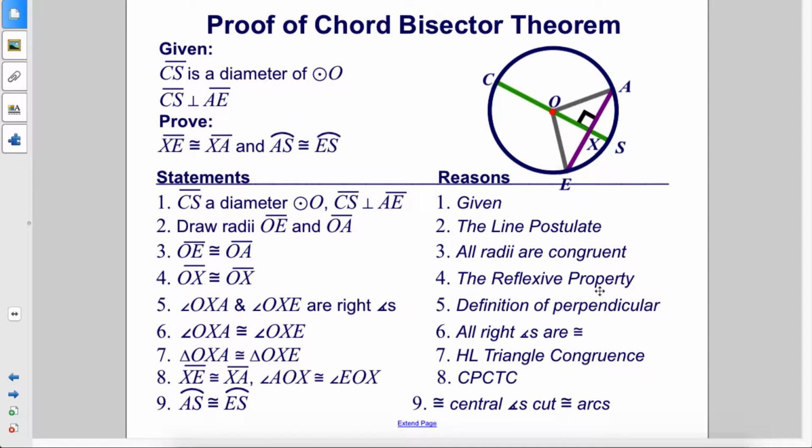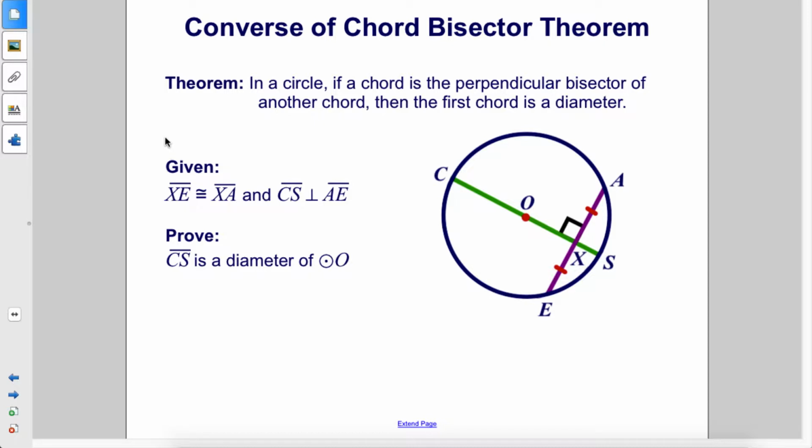And here's the full proof of the chord bisector theorem. Converse of chord bisector theorem. In a circle, if a chord is the perpendicular bisector of another chord, then the first chord is a diameter.